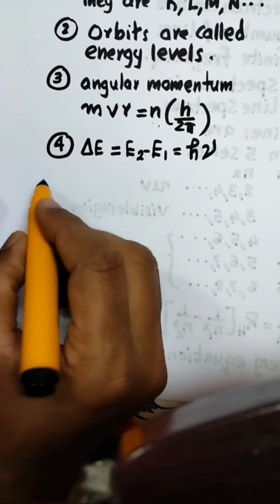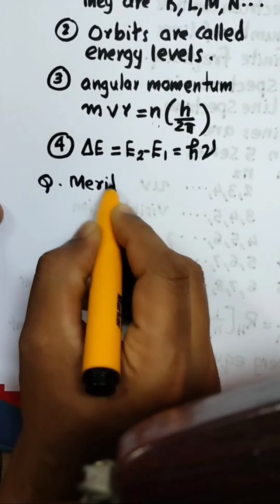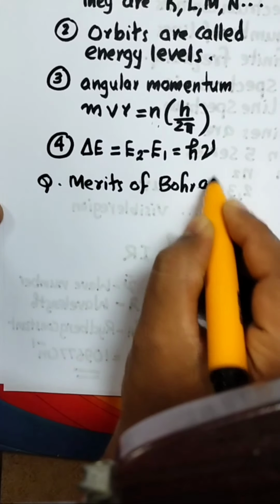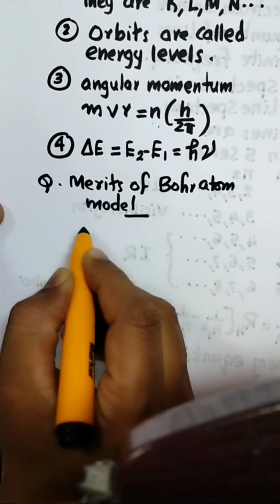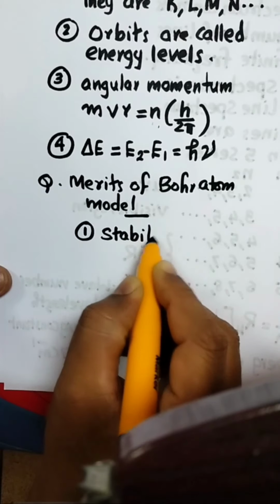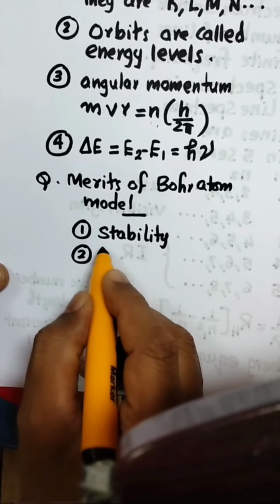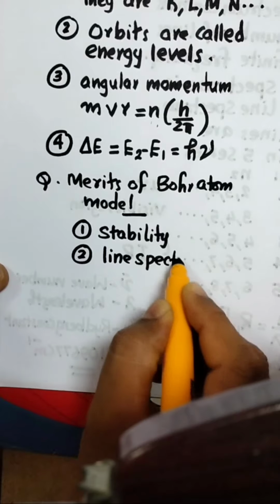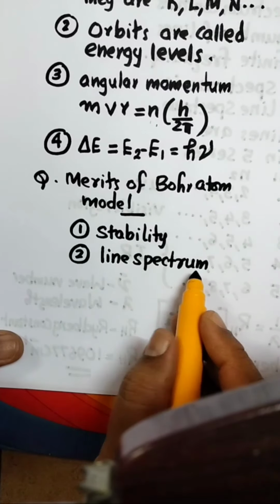Next question, merits of the Bohr atom model. First merit, it explains stability of atom. Second merit, it explains line spectrum. First one, it explains stability of atom. Second one, it explains line spectrum.